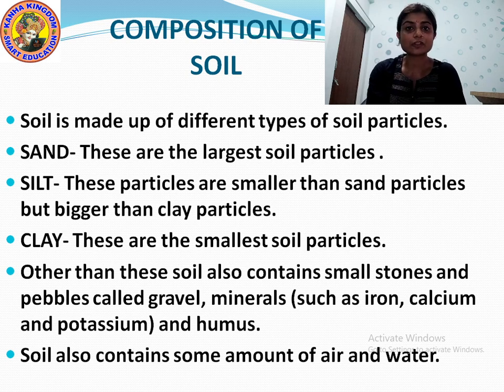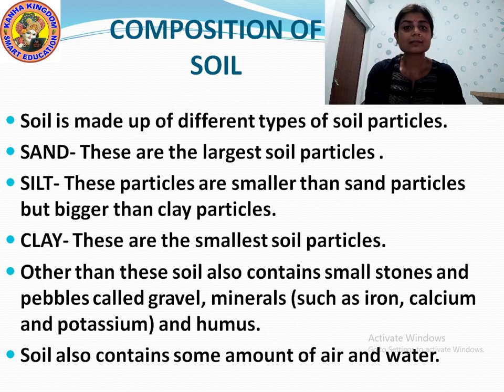The different types of soil particles are sand, silt, clay. Sand are the largest soil particles. Silt are smaller than sand particles but larger than clay particles. And clay are the very minute and small particles of the soil. And along with these, soil also contains stones and pebbles which are known as gravel.